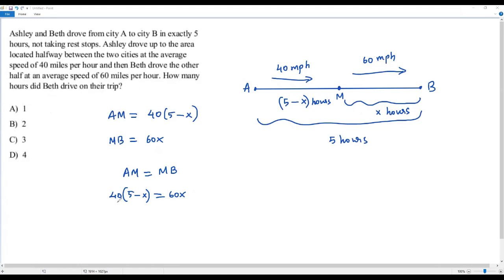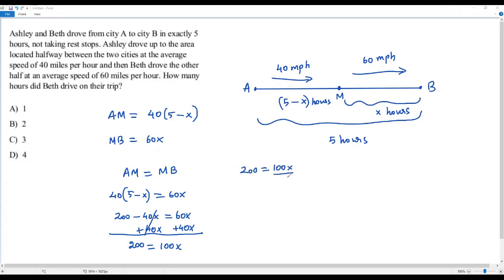Okay, now let's distribute this 40 to this 5 and X. 40 times 5 is 200, and 40 times negative X is negative 40X, and that equals 60X. Okay, now let me add 40X to both sides. When I do so, this negative 40X and positive 40X will cancel out. I am getting 200. On the right side, I am getting 100X. Okay, now let me continue over here. That is 200 equals 100X.